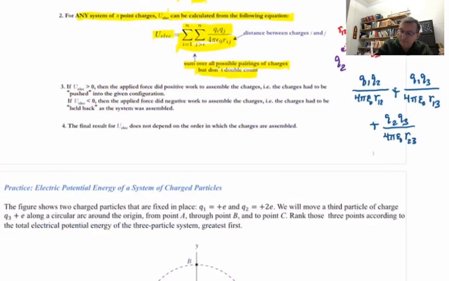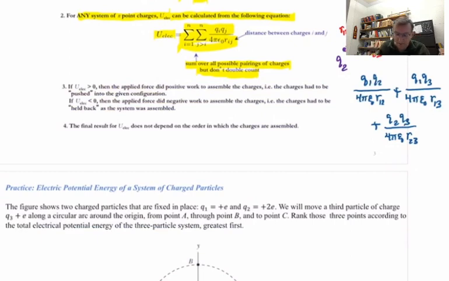Now, there's more things to know, and I just said this. If the U electric overall is a positive number when you're done, then our applied force did positive work to assemble the charges. They had to be pushed into the given configuration. If U electric is negative when we're all done, then our applied force had to do negative work to assemble the charges. They had to be held back as they came in. And the final answer that you get for U electric does not depend on the order in which the charges are assembled. It doesn't matter which order you bring them in from infinity.